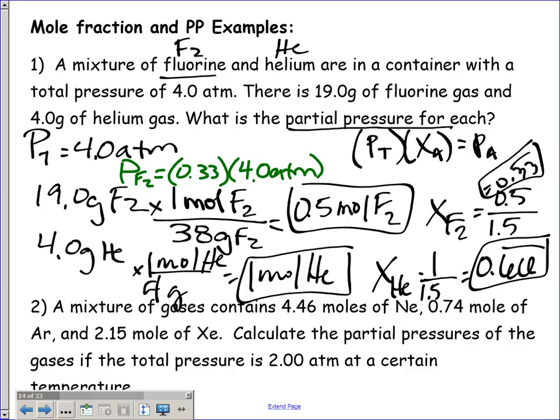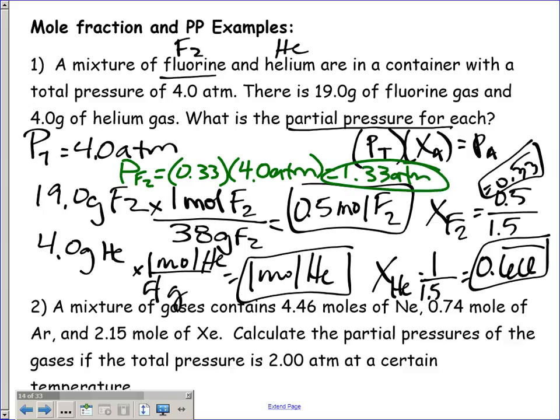You do not need a calculator for that. You can do 30-ish% of 4. Do you guys feel comfortable doing 33% of 4? So what's 33% of 3 atmospheres? 1. What's 33% of 1 atmosphere? 0.3. So 1 plus 0.3 is 1.33. So just trying to support your mental math.